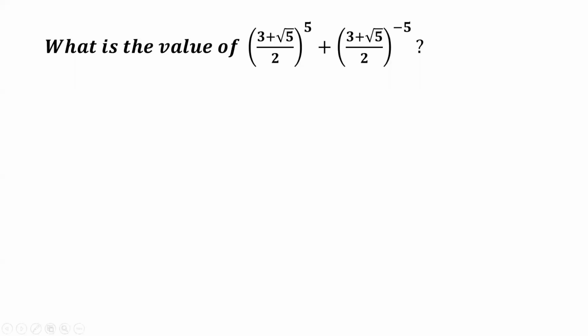What is the value of ((3 + √5)/2)^5 + ((3 + √5)/2)^(-5)? And this problem looks formidable at first glance because it involves radicals, square roots, and higher powers or exponents, right? The fifth power looks pretty formidable by itself.